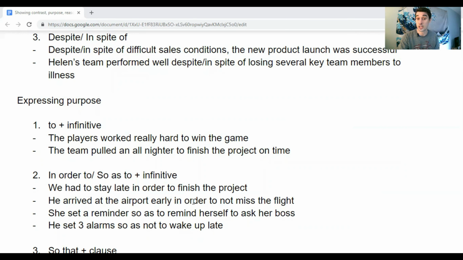He arrived at the airport early in order to not miss a flight. So if you look at the negative, in order to not, plus verb. She set a reminder so as to remind herself to ask her boss. She needed to ask her boss a question. She set a reminder on her phone so as to remind herself. He set 3 alarms so as not to wake up late. So the negative of so as to is so as not to plus verb, so as not to wake up late. We can also use so that.